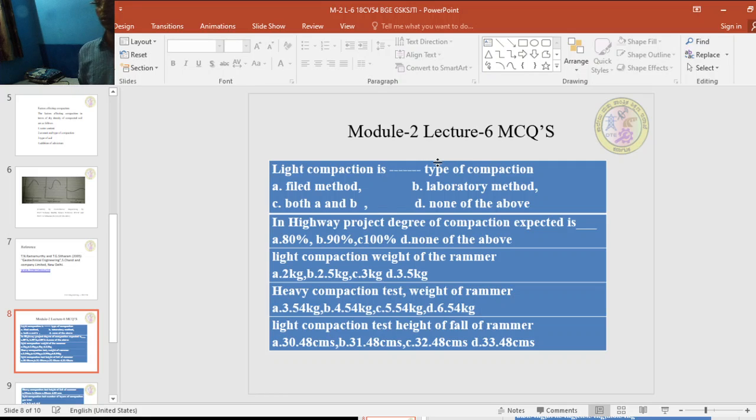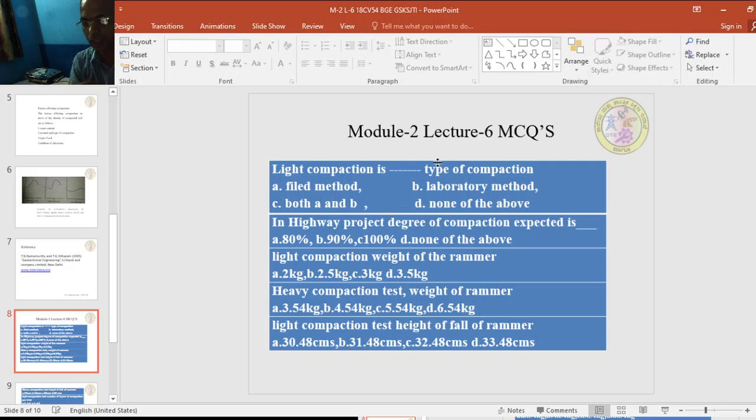Next, for a heavy highway project, the degree of compaction expected is: A 80%, B 90%, C 100%, D none of the above. Generally 98% is accepted. As 98% is not given, very close to 98% is 100%. Therefore, we are writing it as option C. So these are all tricky questions. You won't get the direct answer, but close to the answer; whatever is there, you have to pick it.